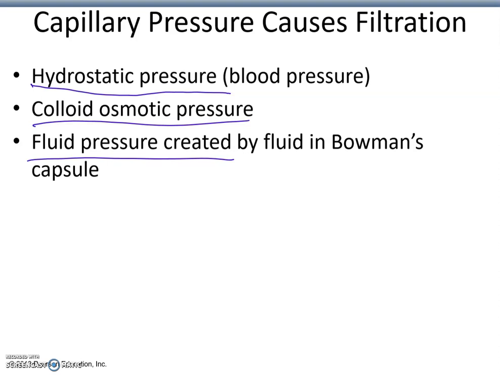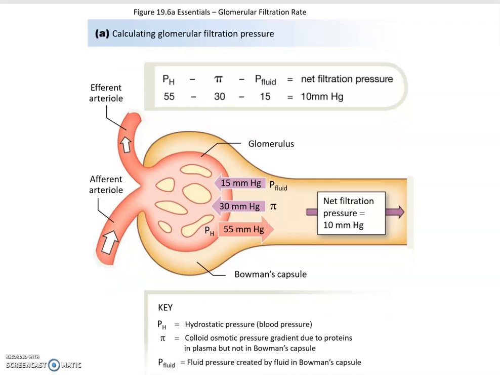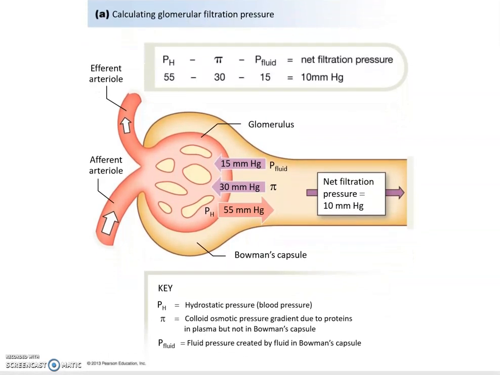The three main forces that are causing fluid movement at the glomerulus are the hydrostatic pressure, which is essentially the blood pressure, the colloid osmotic pressure from the proteins that are in the plasma, and the fluid pressure created by the fluid in Bowman's capsule. So let's put some numbers on this here. The hydrostatic pressure, essentially the blood pressure, is listed here as 55 millimeters of mercury. That's an outward force, a very strong outward force, pushing fluids out of the capillaries into Bowman's capsule.